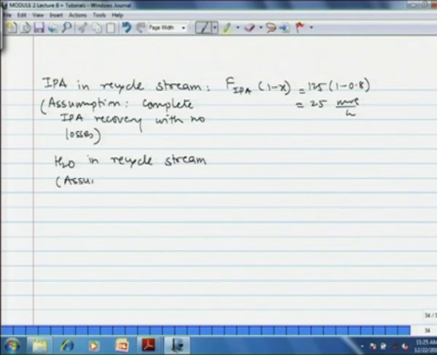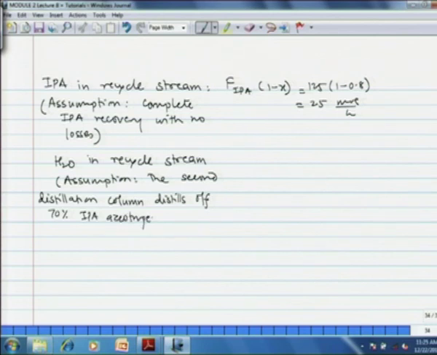Here also we write the assumption that the second distillation column distills off 70% IPA azeotrope. Okay. With this assumption, we can say that the amount of water in the recycle stream will be 0.3 by 0.7, that is 10.7 mole per hour.